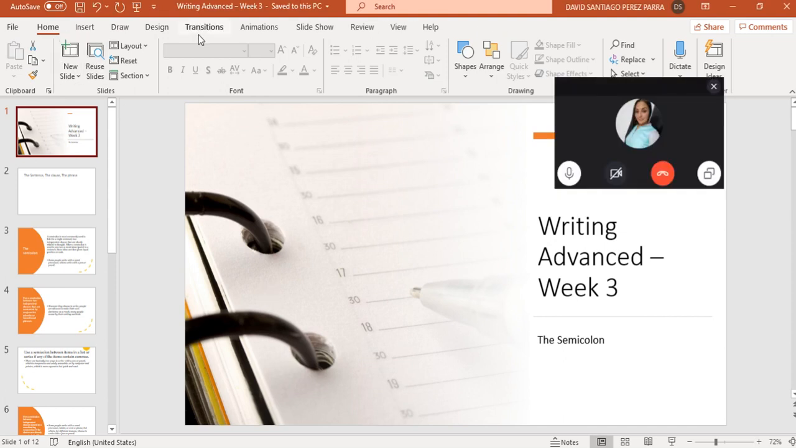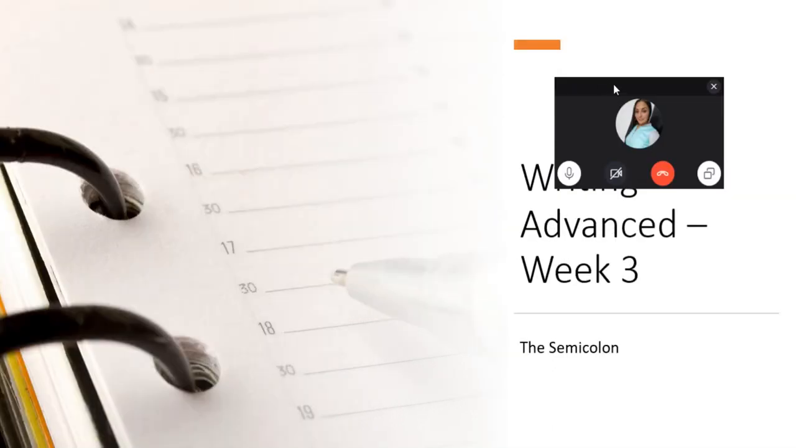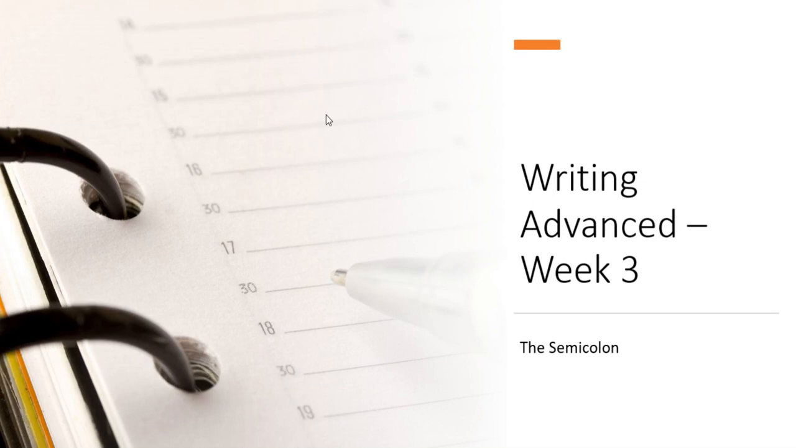And today we're going to have a writing session. It's an advanced session. This is week 3. On the first week, we talked about the importance of the paragraph, and that a good paragraph often has 4 sentences. On week number 2, we talked about the comma and how we use it to list many items. On today's lesson, we're going to talk about the semicolon.